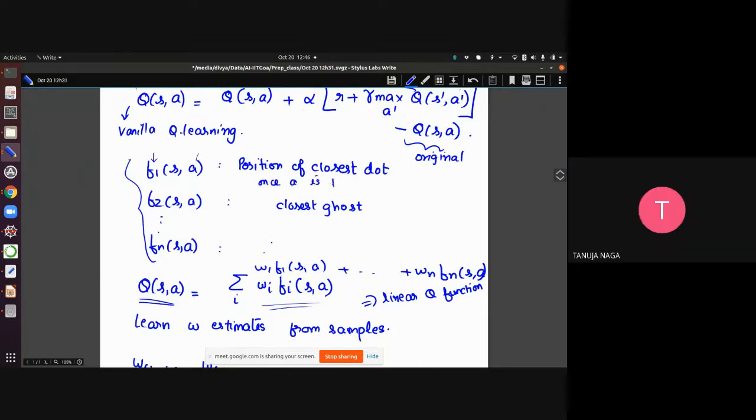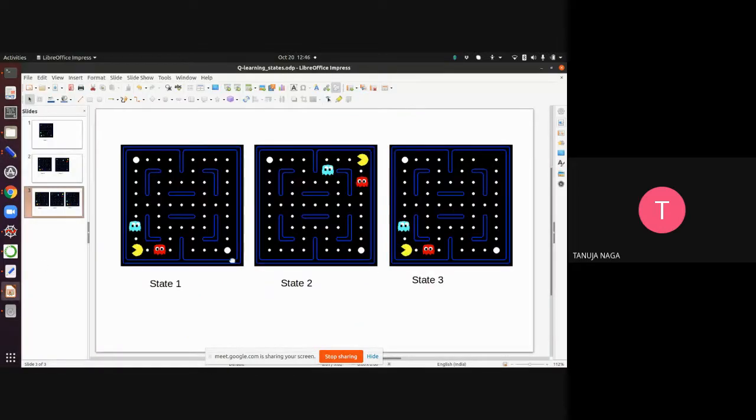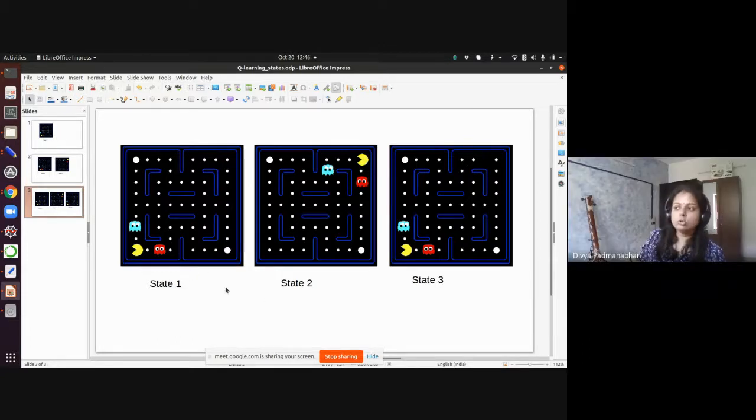Ma'am, one of my doubts is that earlier when you showed three states, where the first two are kind of the same, don't we consider features like the position of the closest dot as part of the state space, or do we consider them separately for each state? There are different ways you can represent your state, but typically the state is represented as a set of locations where you have food, or a set of locations where the ghosts are, or the location of Pac-Man. So it's a tuple containing all these things.